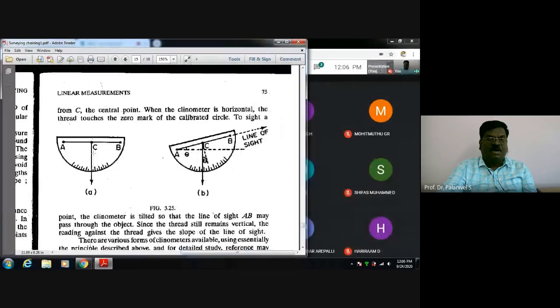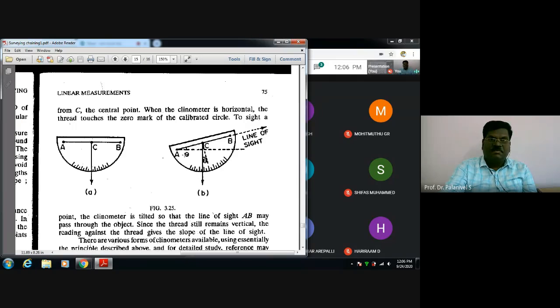There is a graduated arc like this, like your protector, right. And there is the line AB, which is the line of sight. Two points are there, and you have to view through these points along the survey line, from station A to B. And there is a suspended lightweight plumb bob here.